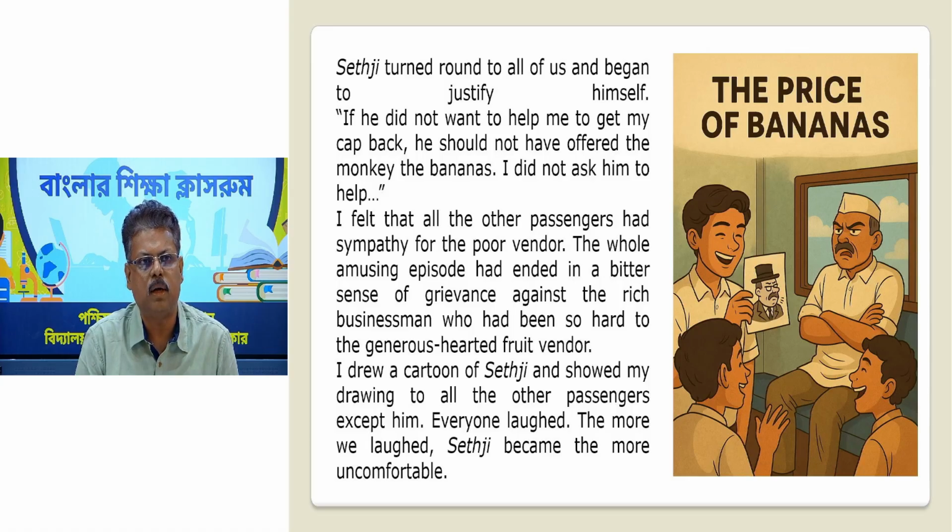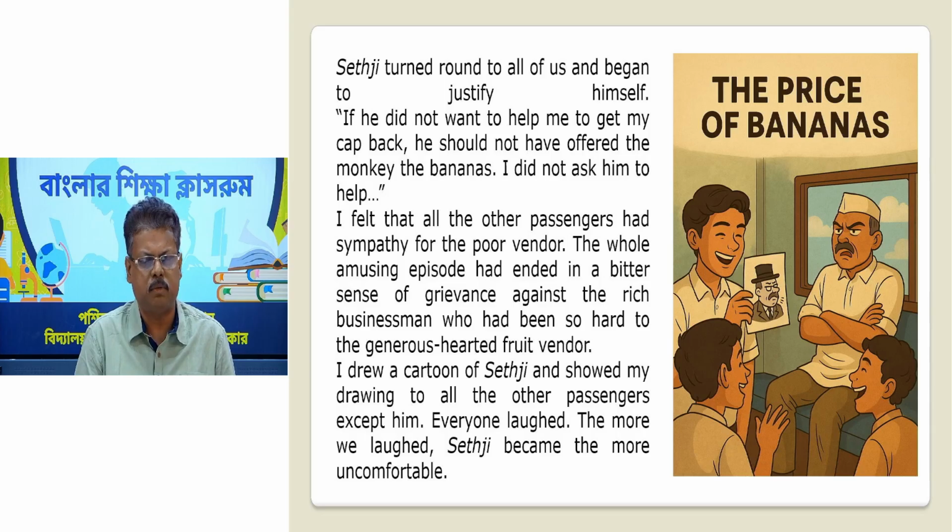He did not enter into any direct confrontation with Setji. Setji was older, he was rich, powerful perhaps. So he drew a cartoon of Setji and showed it to the other passengers. At the same time, he deliberately didn't show the cartoon to Setji. Now everybody was laughing, and Setji was totally kept in the dark.